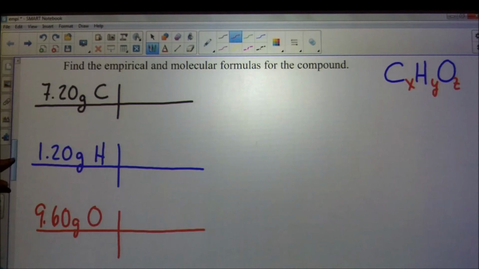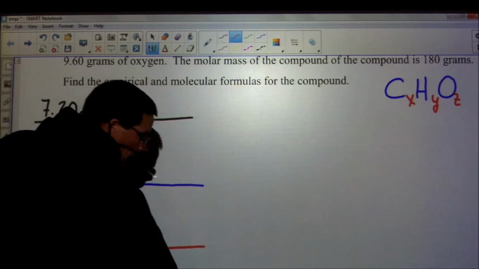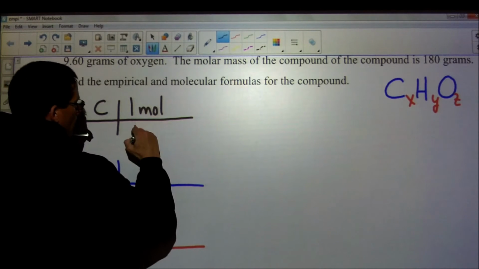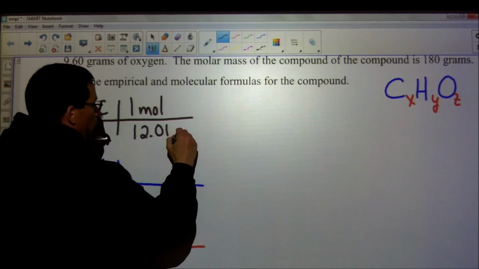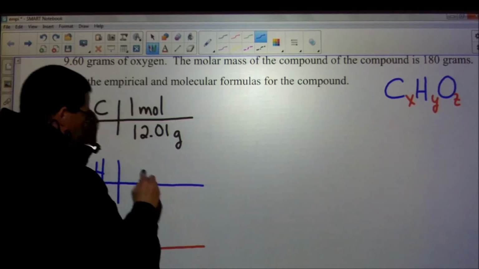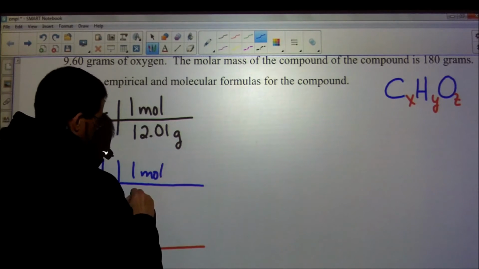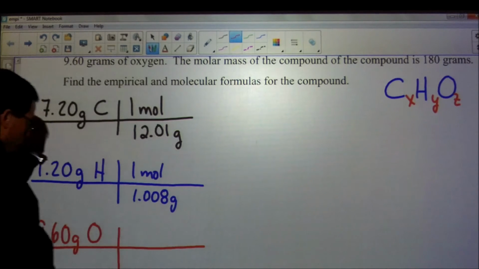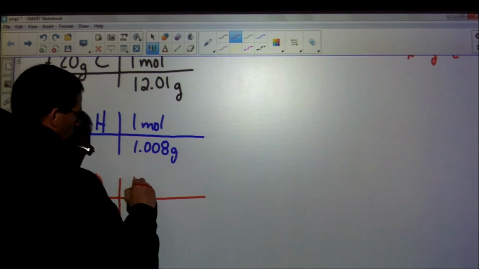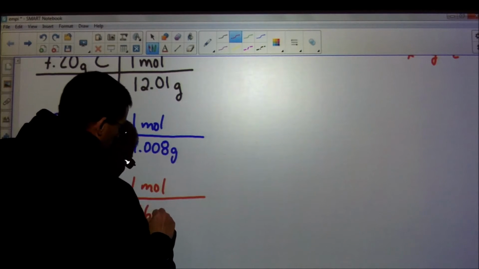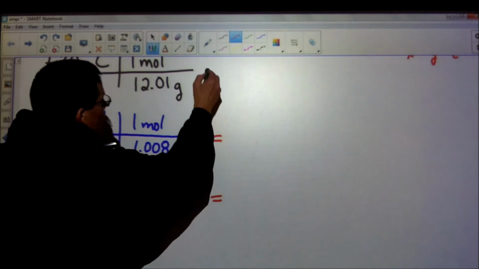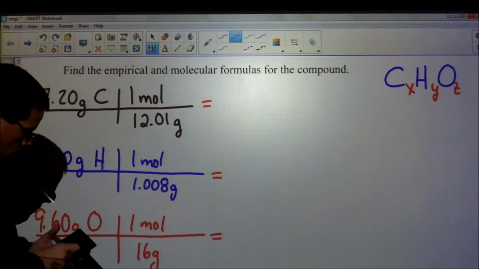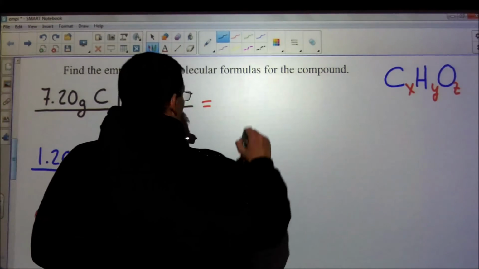Okay. And from the periodic table, carbon has a molar mass of 12.01 grams per mole. The hydrogen has a molar mass of 1.008 grams, and again, not H2. And the oxygen has a molar mass of 16 grams per mole. So let's find out how many moles of each of these we have, and then we can find out what our values are here.